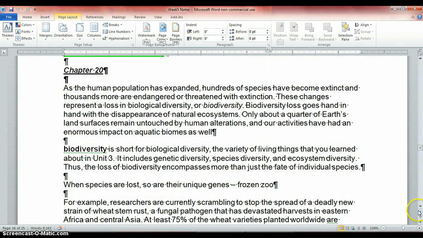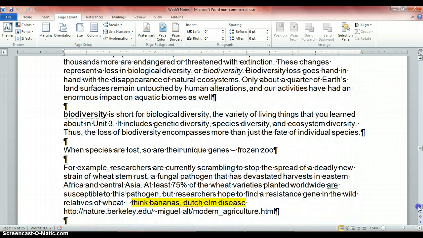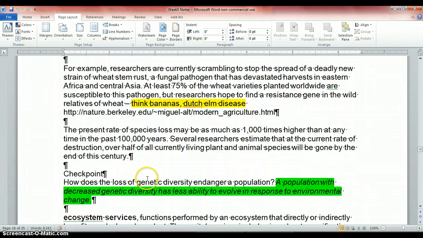For example, researchers are currently scrambling to stop the spread of a deadly new strain of wheat stem rust, a fungal pathogen that has devastated harvests in eastern Africa and Central Asia. At least 75% of the wheat varieties planted worldwide are susceptible to this pathogen. But researchers hope to find a resistance gene in the wild relatives of wheat. Think about when this happened to bananas, the Dutch elm disease, all sorts of things.